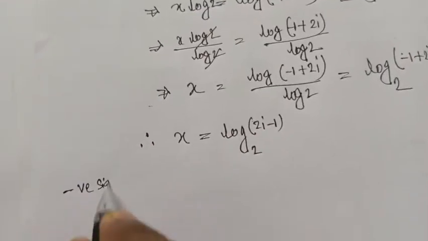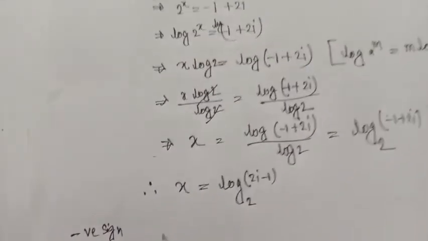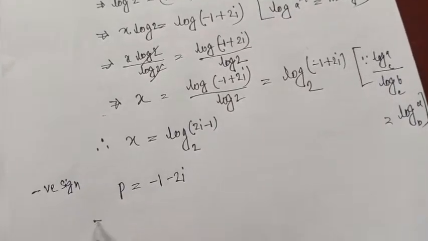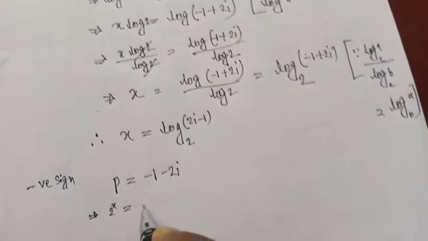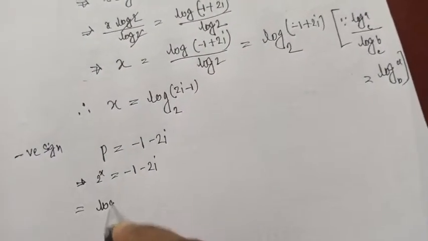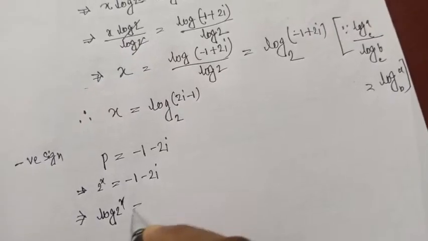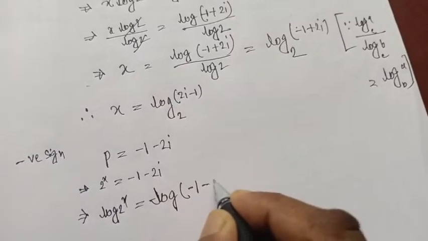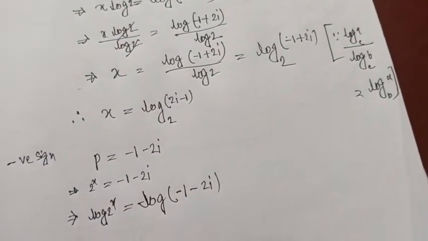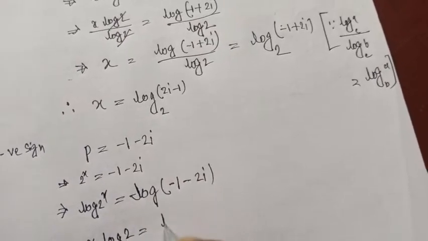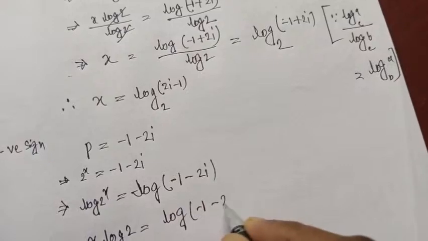If we take the minus sign, then p is equal to minus 1 minus 2i, that is 2 to the power x is equal to minus 1 minus 2i. If we take log on both sides, 2 to the power x, then x log 2 is equal to log of minus 1 minus 2i.